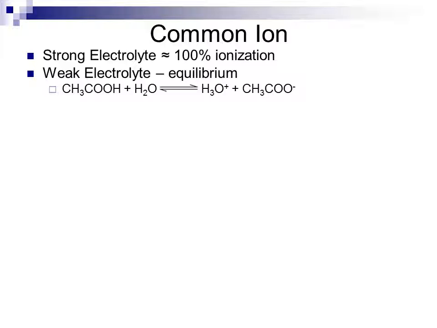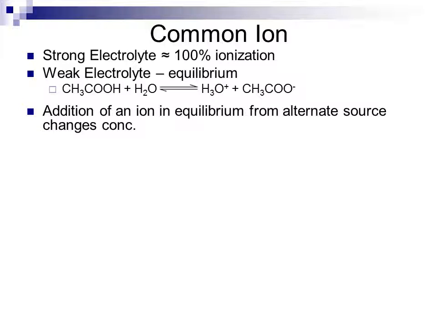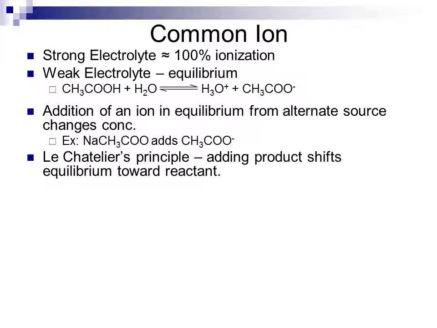For example, acetic acid forms an equilibrium when dissolved in water, such that some of the acetic acid will ionize and form hydronium and acetate. The rest will remain as acetic acid. The reaction goes back and forth to the point where I get a mixture of all four of these in solution. If I add an ion to the equilibrium from some other source than the initial ionization, it will change the concentration. For example, if I add sodium acetate, that produces acetate in my solution.